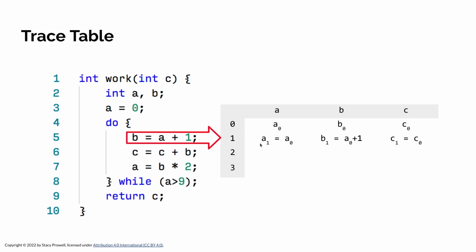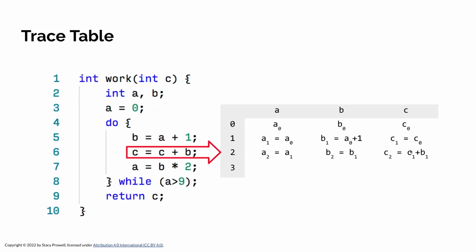Make sure it's all clear. A sub 1 is A sub 0, C sub 1 is C sub 0, B sub 1 is A sub 0 plus 1. We'll do the same thing for the next one. Should be easy to predict. B is mentioned, but it doesn't change, so we'll have B sub 2 equal B sub 1. A isn't even mentioned, so A sub 2 will be A sub 0. And C is mentioned, and so we'll wind up with C sub 2 is C sub 1 plus B sub 1, and there it is. That's exactly what we get.